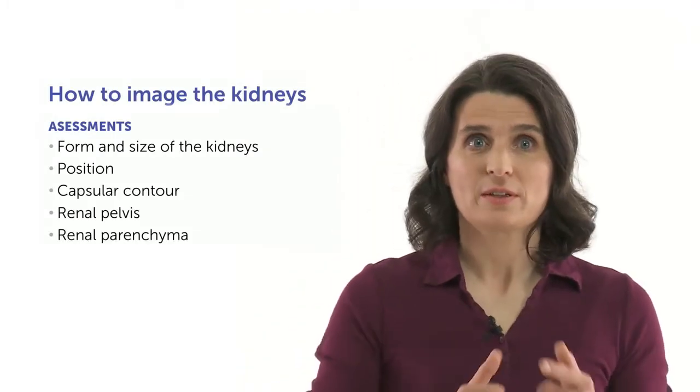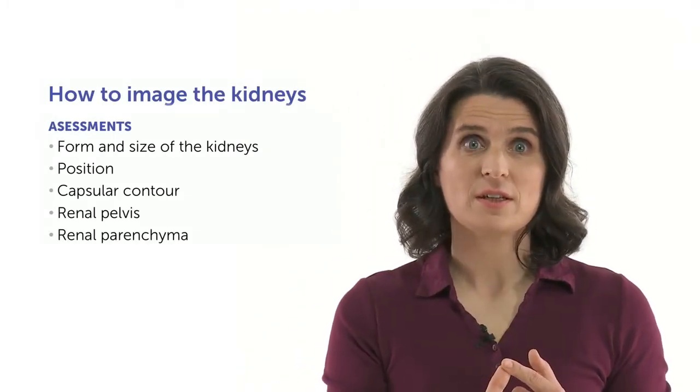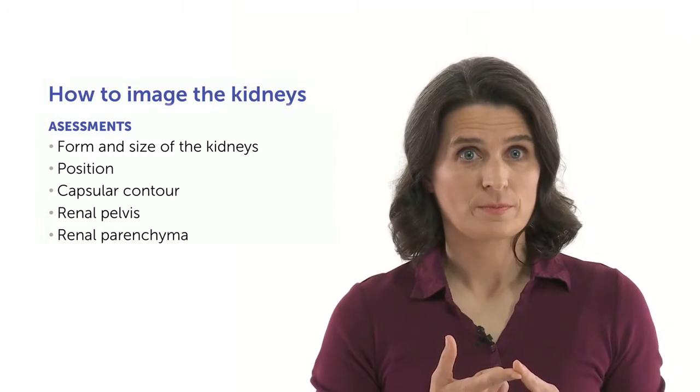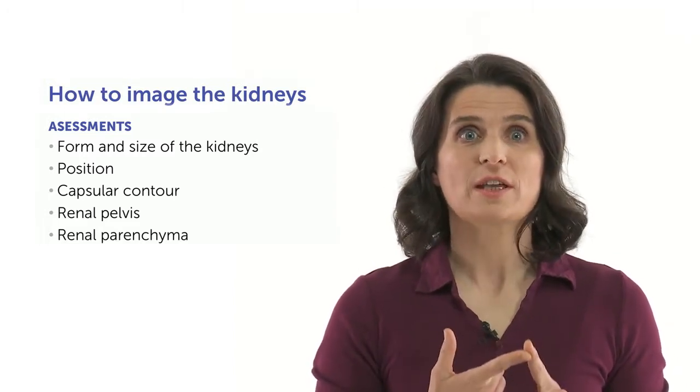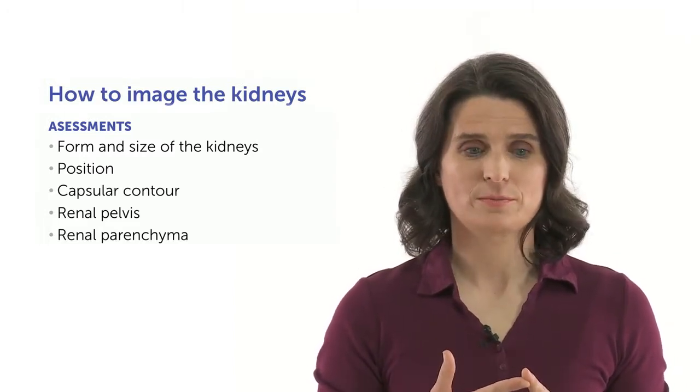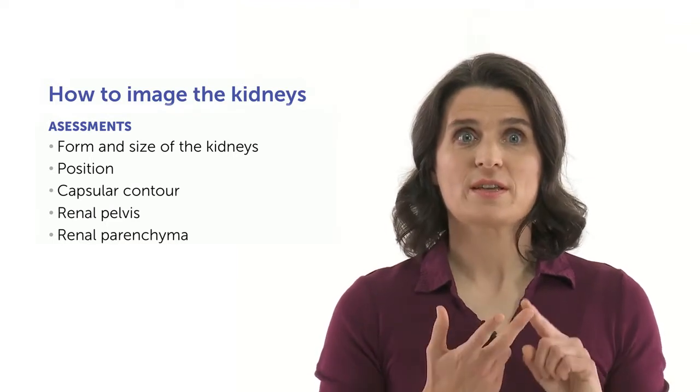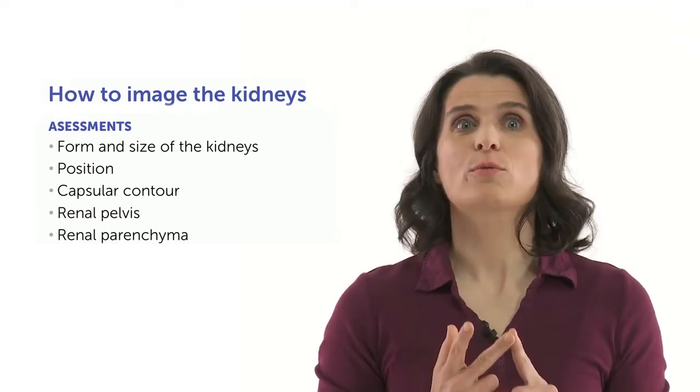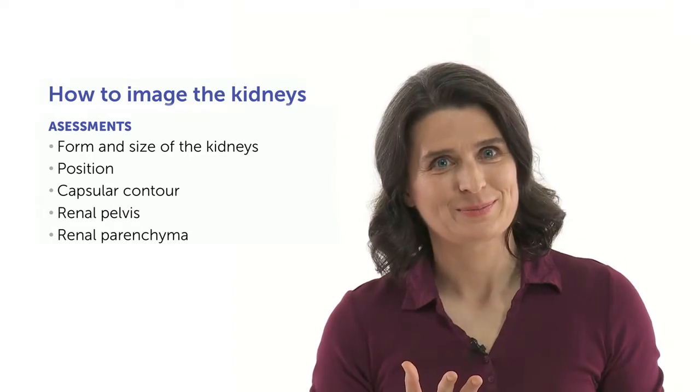When we perform ultrasound of the kidneys, what is it that we want to look for? What are the real important assessments? We want to evaluate the form and the size of the kidneys, their position, and we also need to take a look at the capsular contour. We want to assess the renal pelvis and, of course, the renal parenchyma.